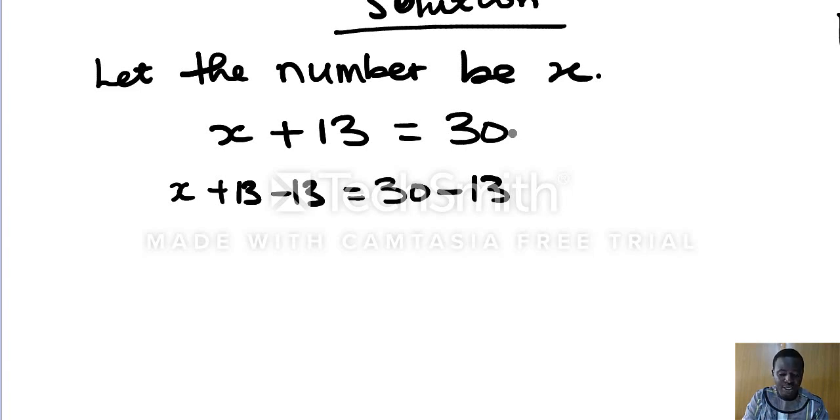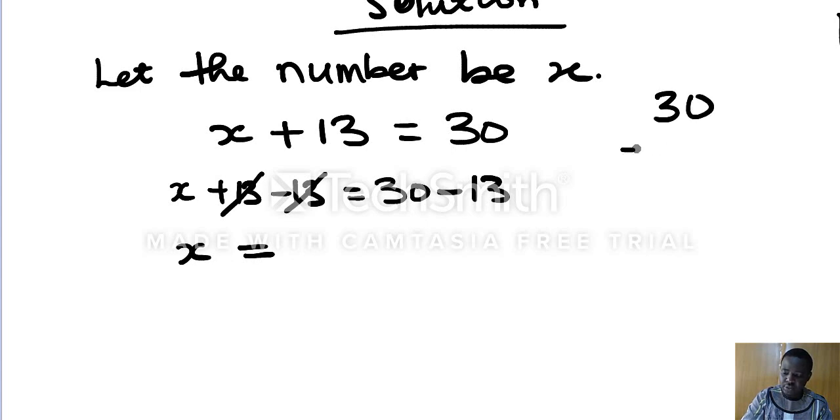But in actual sense, what you are doing is you are subtracting 13 from both sides. So 13 minus 13 is 0, leaving us with x being equal to 30 minus 13. Let's do that for the sake of others. This becomes 30 minus 13.